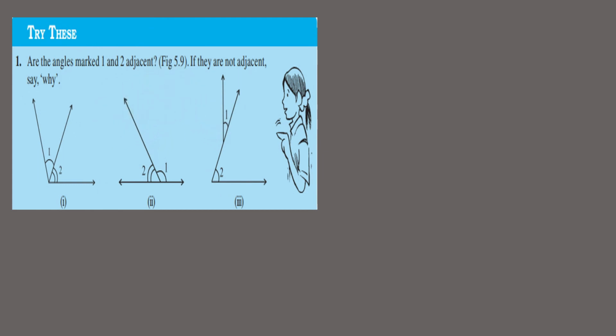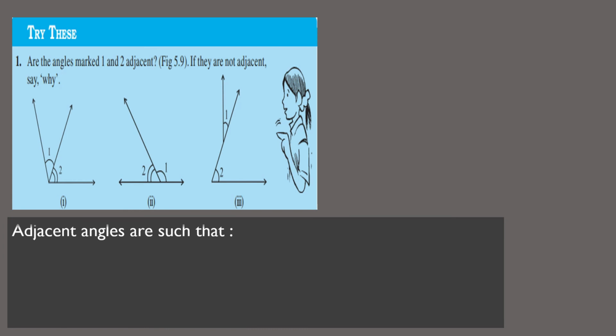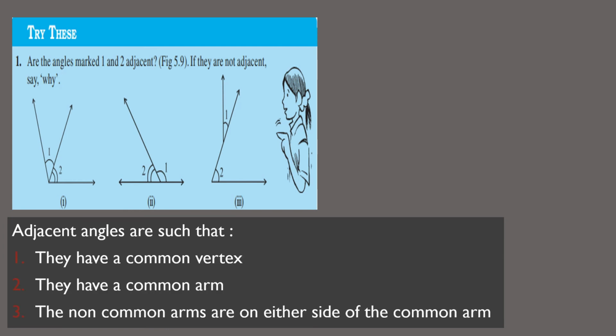Let us try these questions. Are the angles marked 1 and 2 adjacent? If they are not adjacent, say why. The first question, angles 1 and 2 are adjacent, since they have a common vertex, they have a common arm, and the non-common arms are on either side of the common arm. In the second question, angles 1 and 2 are again adjacent angles, since they also have a common vertex, common arm, and the non-common arms are on either side of the common arm.